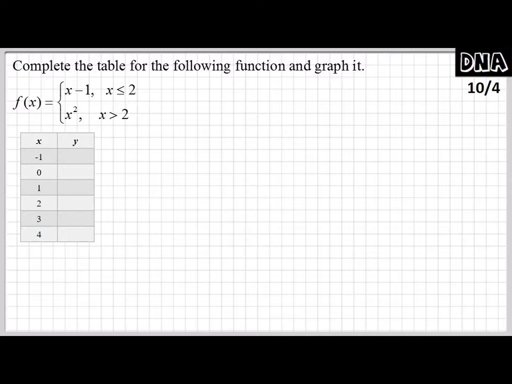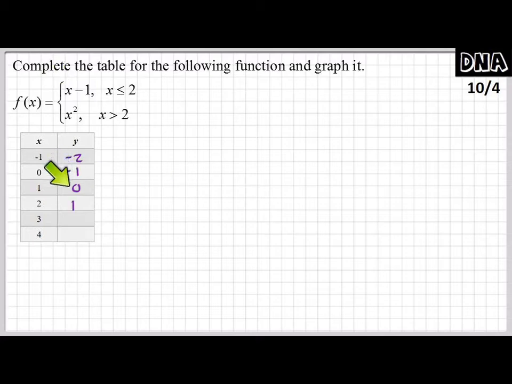So, -2 right there. And then 0, same thing. You're going to plug into the first rule. I'm going to get -1. And if I plug in 1 to this function, 1 is less than or equal to 2, so you'd plug into this first one, which would be 0. And then finally 2. Can I plug 2 into this first rule? Yeah. It says 2 is less than or equal to 2. And if I plug 2 into that, I would get 1.